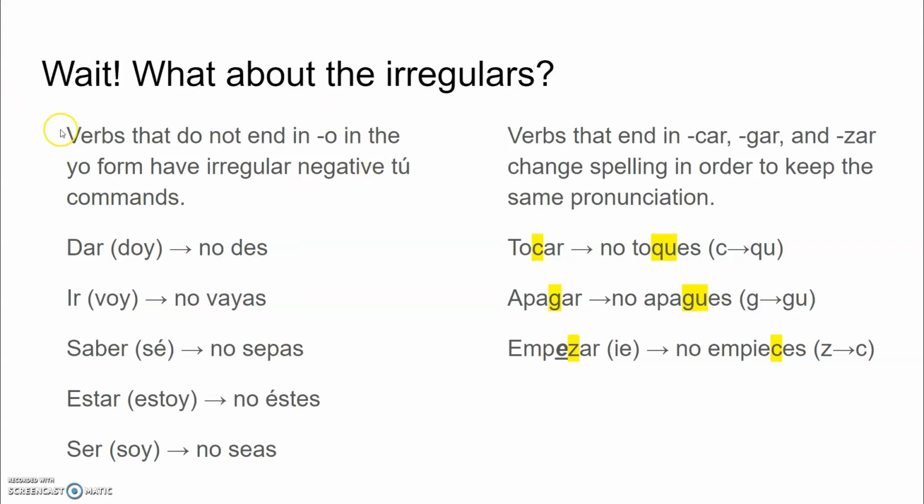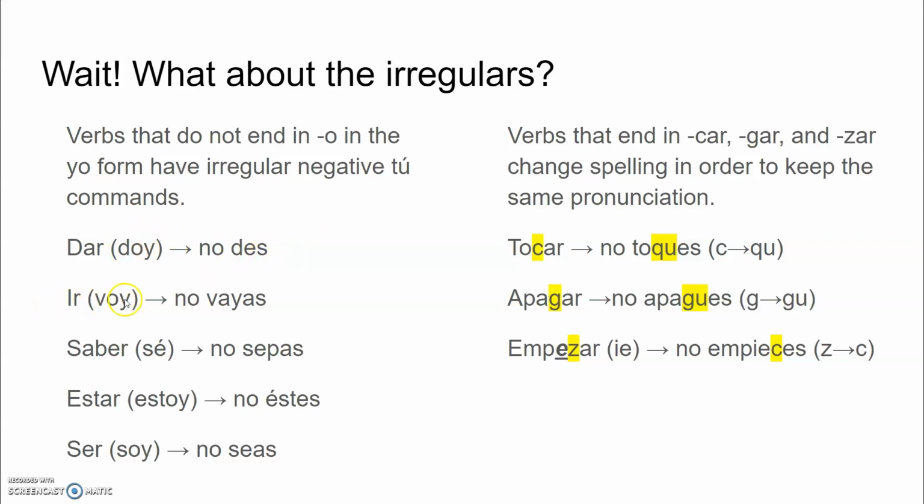So let's look at the left side here first. If we have a verb that does not end in O in the yo form, it's going to have an irregular tú command. The reason is you don't have an O to take off, you have something else, so it is going to become irregular. So verbs like dar, the yo form is doy. This is actually just going to become no des. We're just going to take off everything and add es, no des.